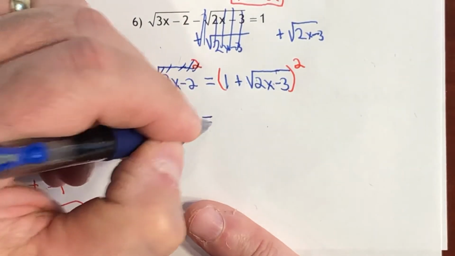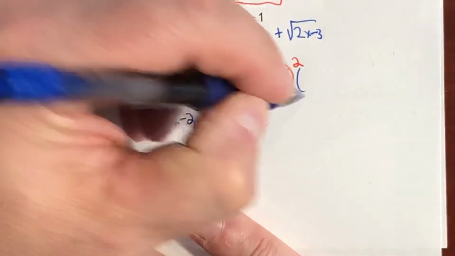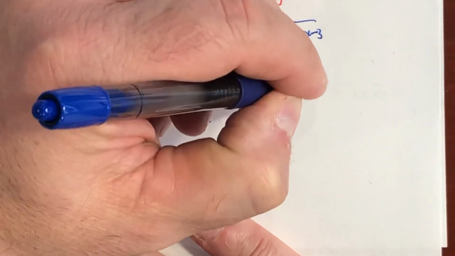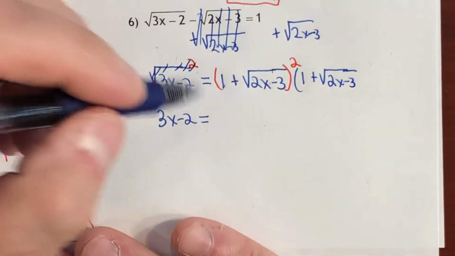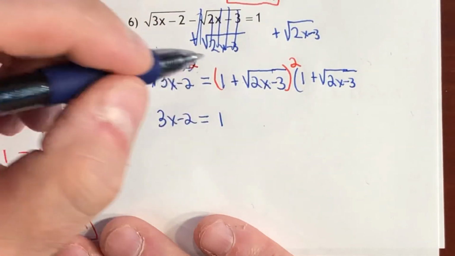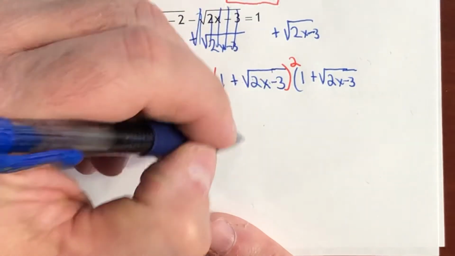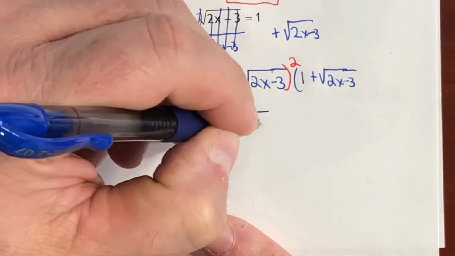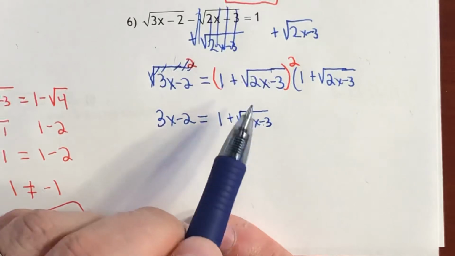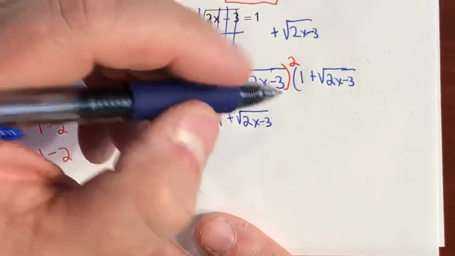The right-hand side, I've got two of those binomials being multiplied. So if I put another one right there, 1 plus the square root of 2x minus 3, 1 times 1 is 1. 1 times a square root of 2x minus 3 is a square root of 2x minus 3. Then this square root of 2x minus 3 times that 1 is another square root of 2x minus 3.